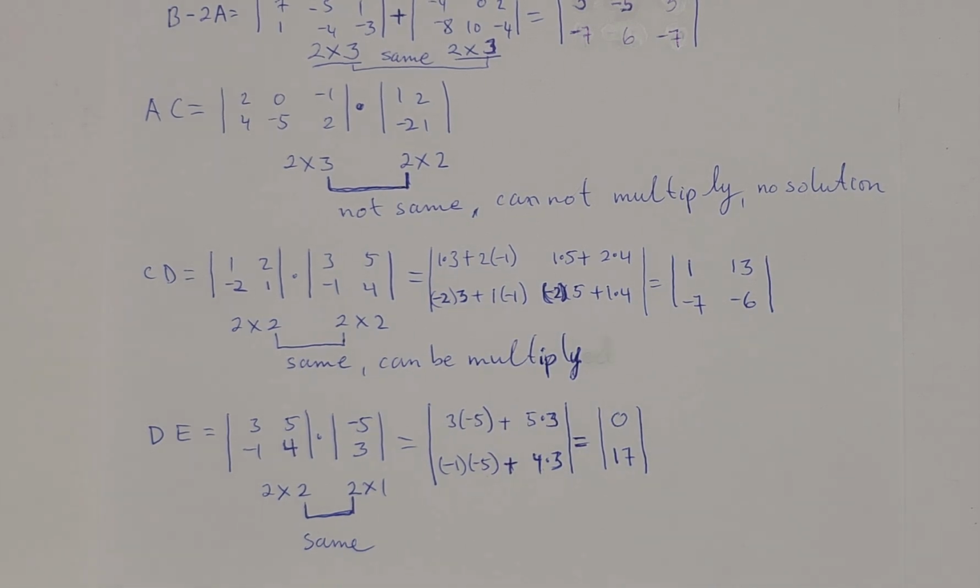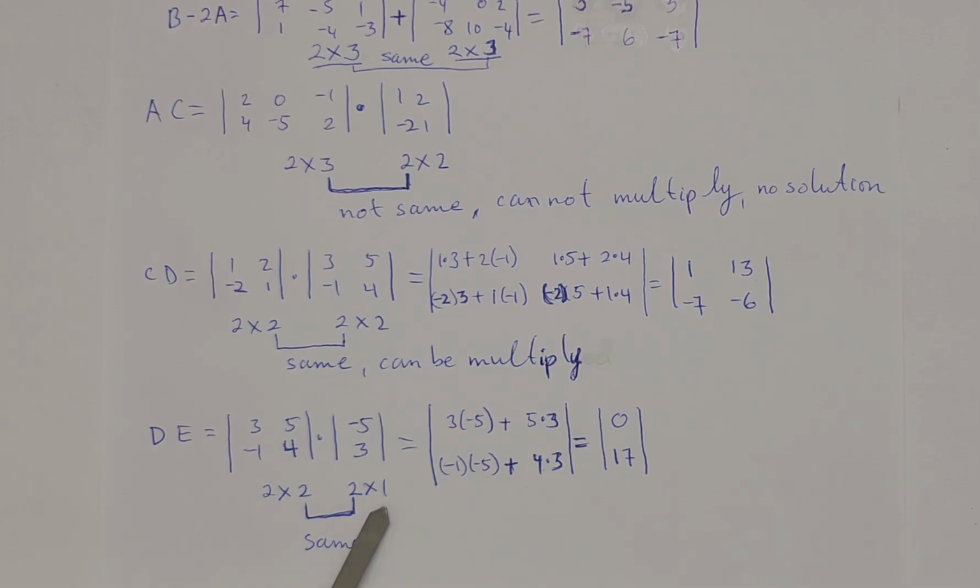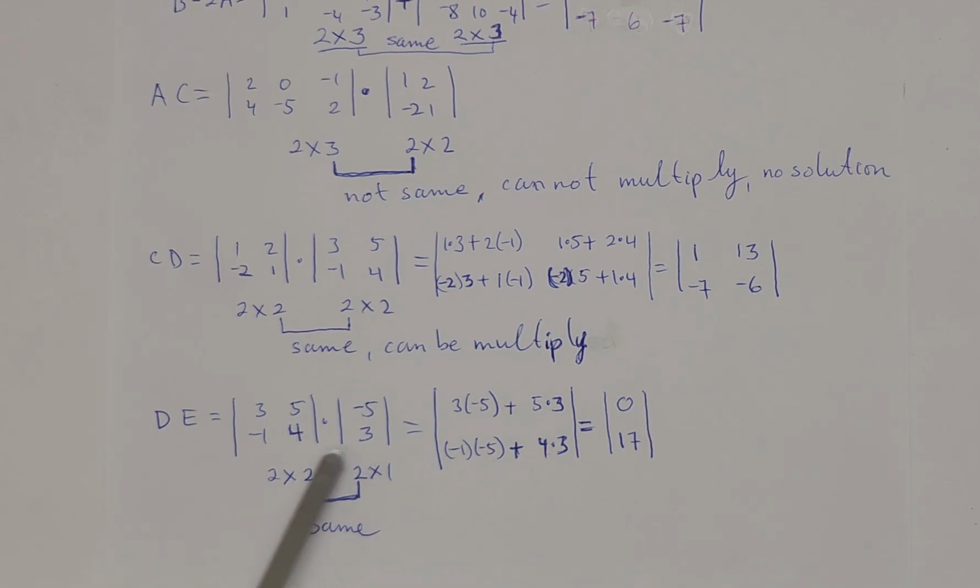Okay. And next example, same thing. Make sure the inside numbers must be the same. So here is our D, here is our E. D matrix is 2 by 2. E matrix is 2 by 1. And as you can see, these two numbers are exactly the same. So we can multiply them. And as you can see, the outside numbers, this one and this one, don't have to be the same. So it's okay. But these two right here must be the same, then you can multiply them.